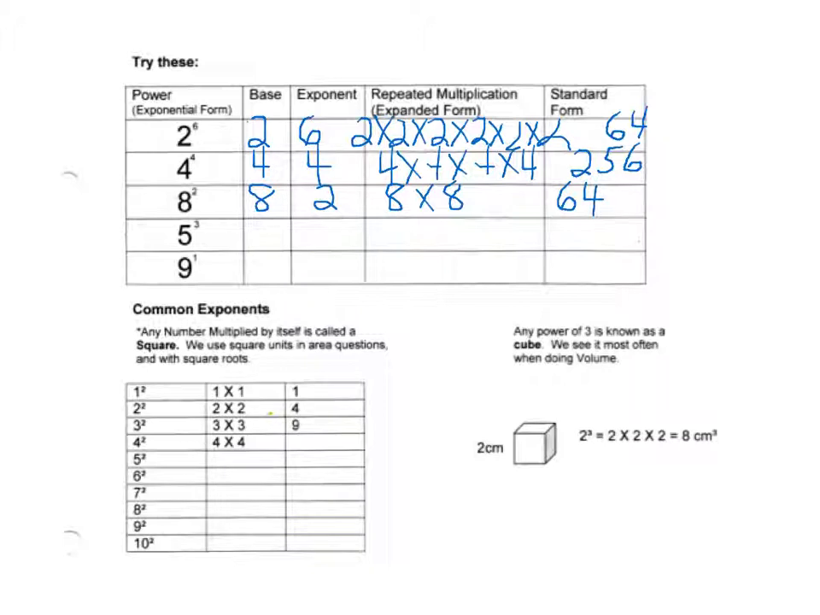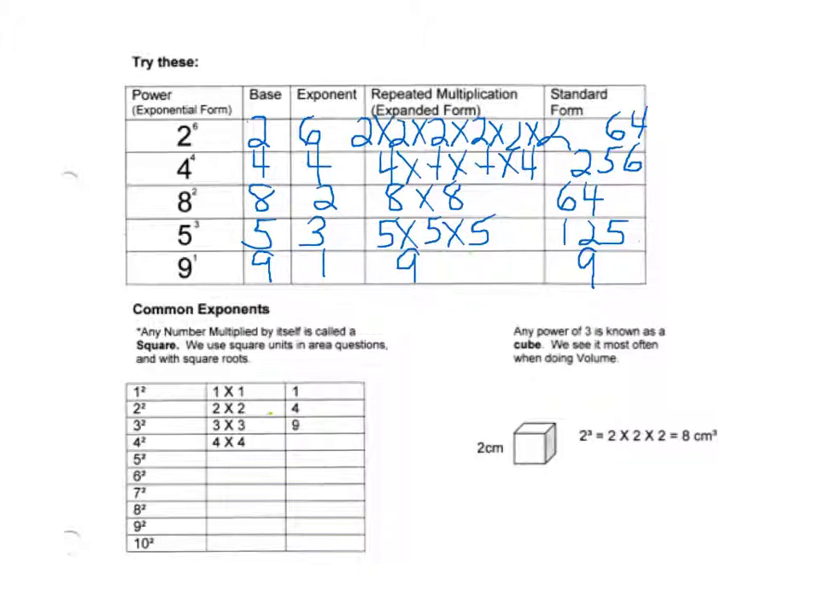The next one, I have 5 to the power of 3. I take my base of 5, my exponent of 3, and as repeated multiplication I have 5 times 5 times 5, which is 125. And the last one, 9 to the power of 1: my base is 9, my exponent value is 1. In repeated multiplication, I actually just write down the value 9, and 9 to the power of 1 is also 9 in standard form.